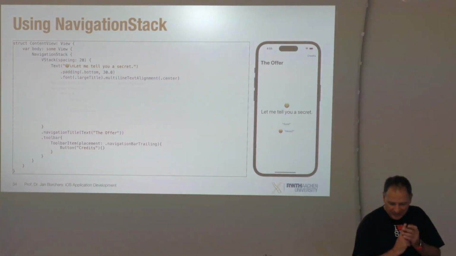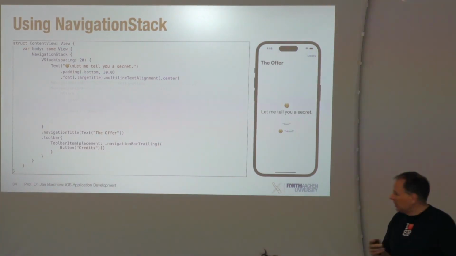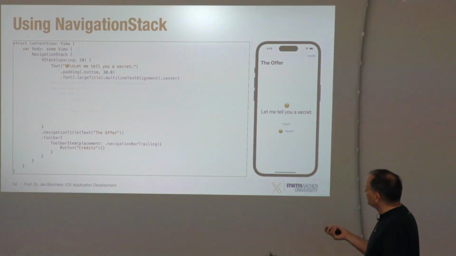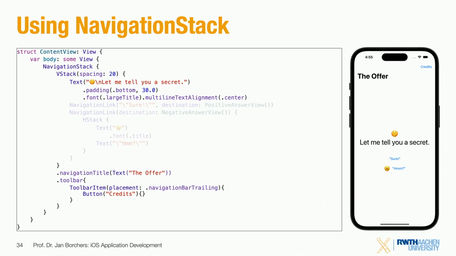Right. Okay. So that's interesting. The toolbar actually can be anything, right? So the navigation title needs to be a simple text, but the toolbar can actually be anything. You could put any view in there that you want. We are using toolbar item here because that helps with alignment, right?